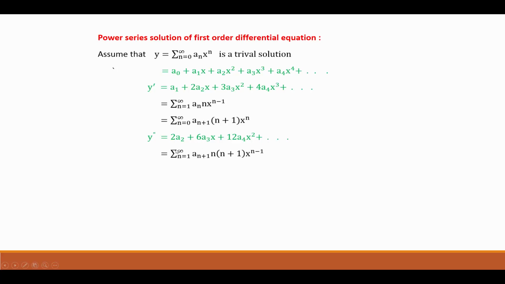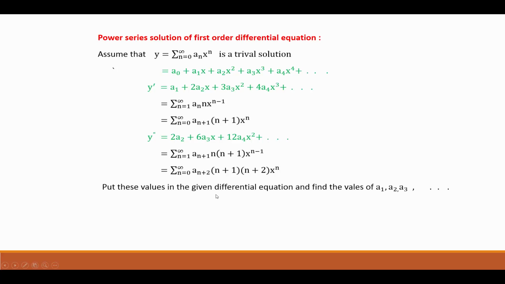Sigma n varies from 1 to infinity, a_{n+1} into n plus 1 into x raised to n minus 1. Now write this series with n varying from 0 to infinity, replace n by n plus 1, so a_{n+2}, n plus 1, n plus 1 plus 1 means n plus 2 into x raised to n. So y equals sigma a_n x^n, y dash is sigma a_{n+1} into n plus 1 x^n, and y double dash is sigma a_{n+2} n plus 1, n plus 2 x^n.